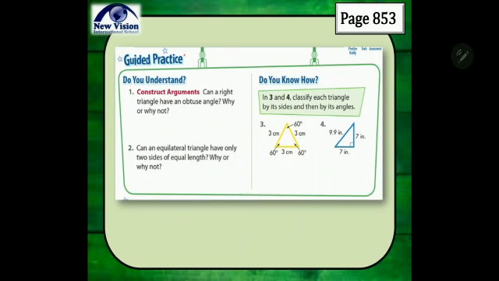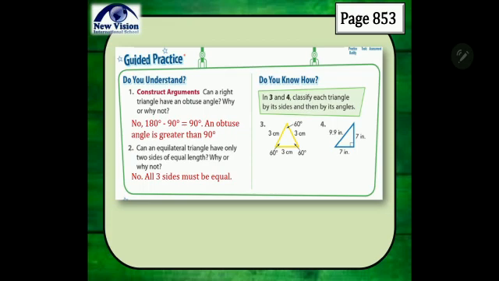Let us answer guided practice. First question. Can a right triangle have an obtuse angle? Why or why not? No. 180 degrees minus 90 degrees is equal to 90 degrees. An obtuse angle is greater than 90 degrees. Next question. Can an equilateral triangle have only two sides of equal length? Why or why not? No. All three sides must be equal.